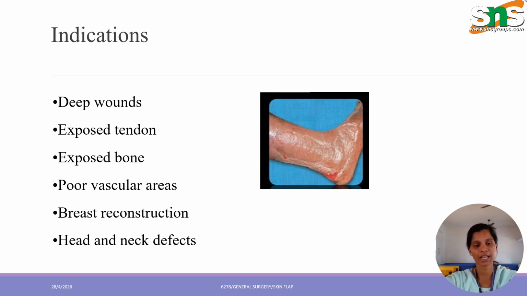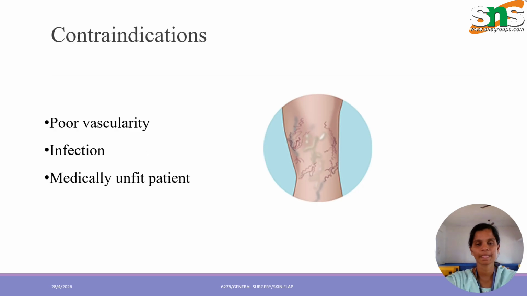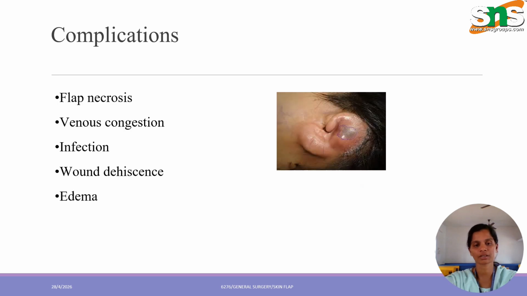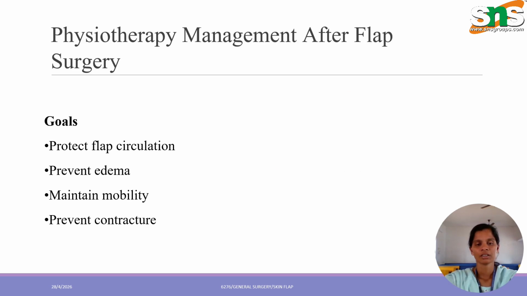Indications of flaps in general are as follows: deep wounds, exposed tendon, as I said before, exposed bone, poor vascular area, breast reconstruction, head and neck defects. Contraindications include poor vascularity, infection, medically unfit patients. Complications include flap necrosis, venous congestion, infection, wound dehiscence, and edema.